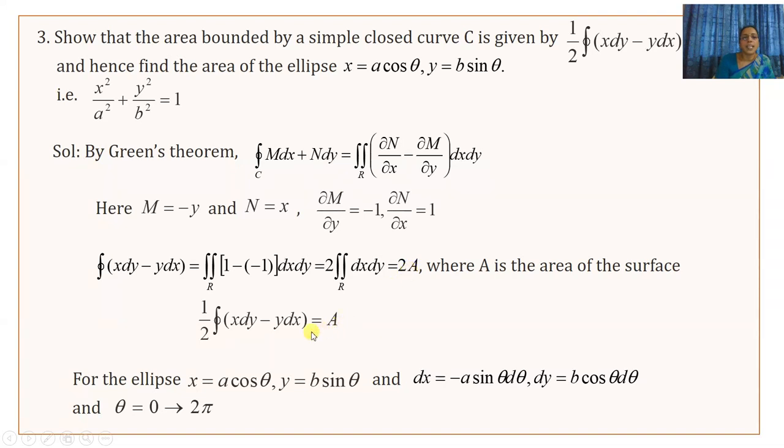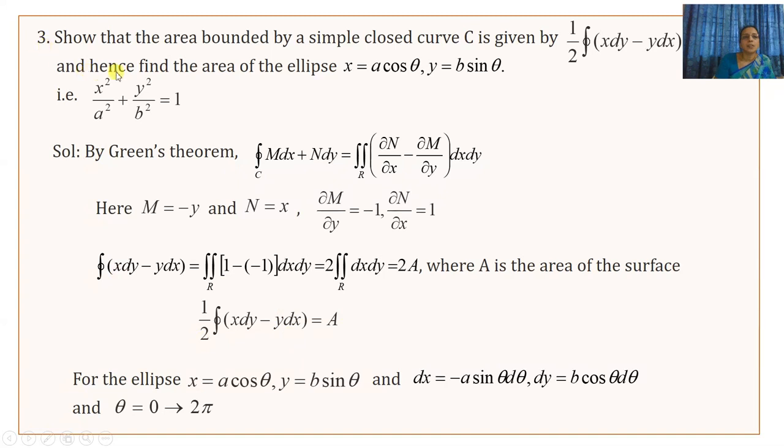Therefore, area A is equal to 1 by 2 into integral x dy minus y dx along a closed curve. So, this is what we are asked to prove, that the area bounded by a simple closed curve, that is capital A, is equal to 1 by 2 into integral x dy minus y dx along the closed curve. So that is what we have proved.